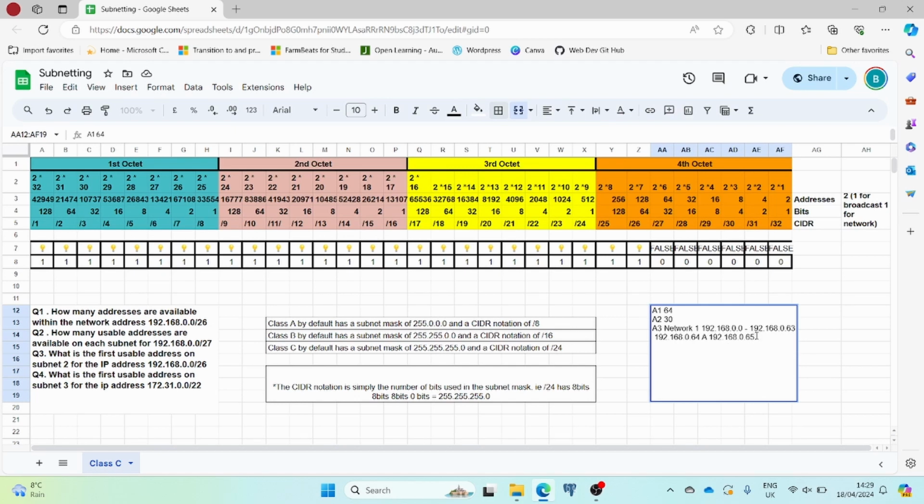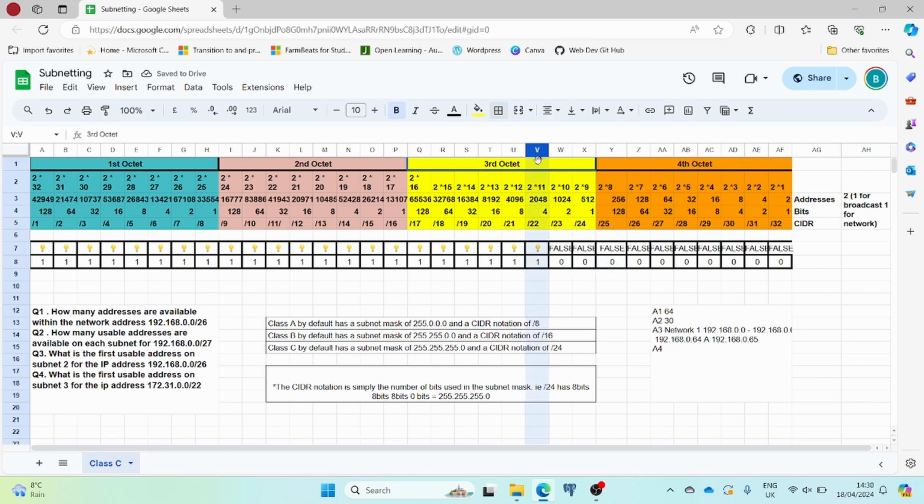Let's just say that if that particular question was a /27, then I would be going up in the fourth octet in blocks of 32 to give me my address. Now answer 4. What is the first usable address on subnet 3 for IP address 172.31.0.0/22? This is a class B address by default, so by default we're using 16 bits. I need to remove some of these that I've been using here down to the 22, so I would draw my line here now.